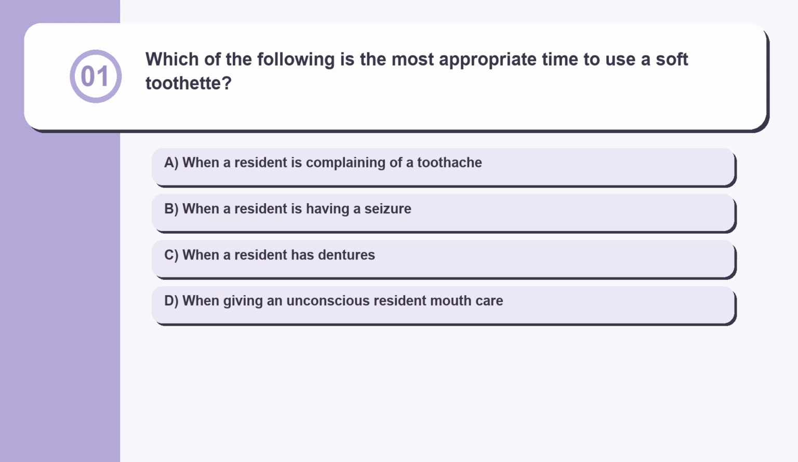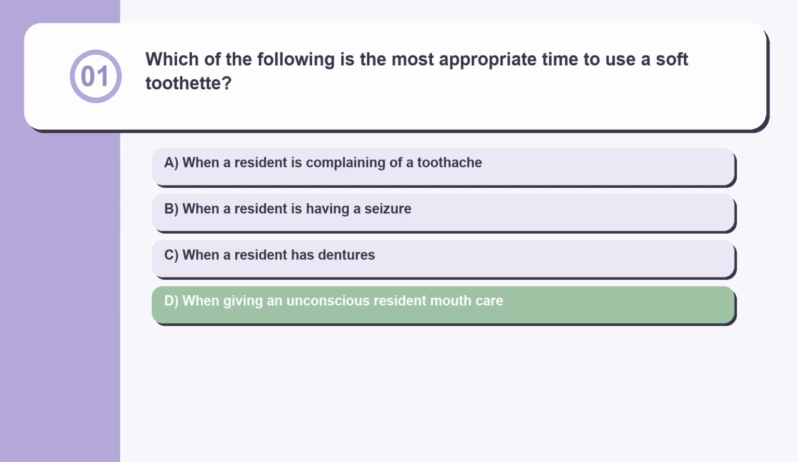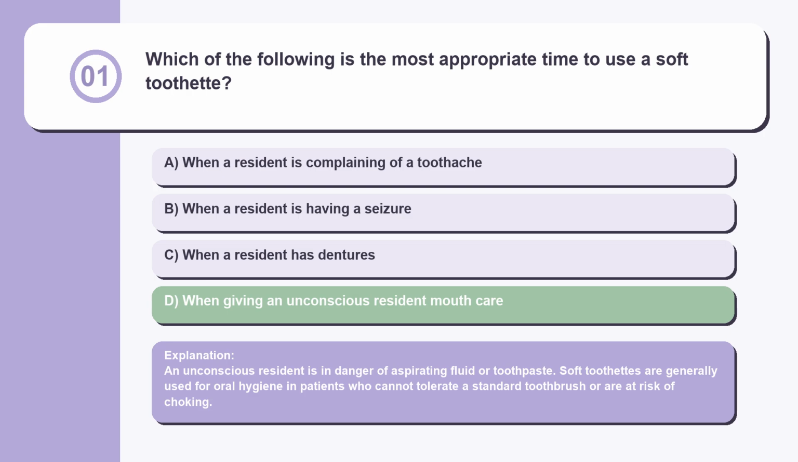Question 1. Which of the following is the most appropriate time to use a soft toothette? When a resident is complaining of a toothache. When a resident is having a seizure. When a resident has dentures. When giving an unconscious resident mouth care. An unconscious resident is in danger of aspirating fluid or toothpaste. Soft toothettes are generally used for oral hygiene in patients who cannot tolerate a standard toothbrush or are at risk of choking.